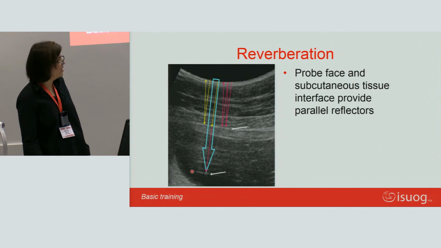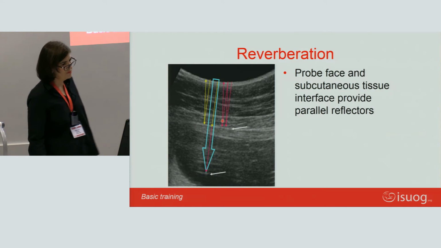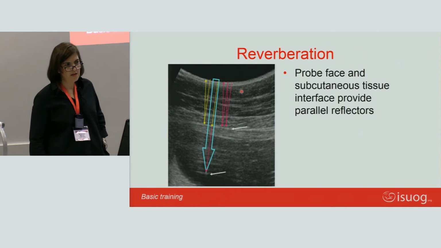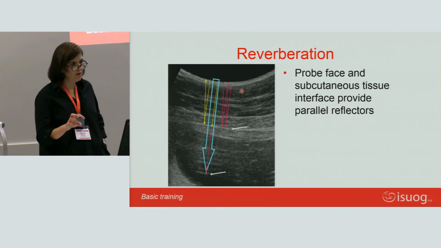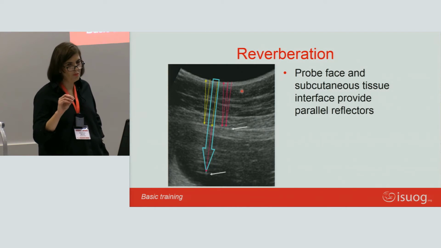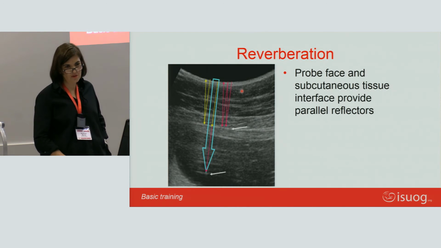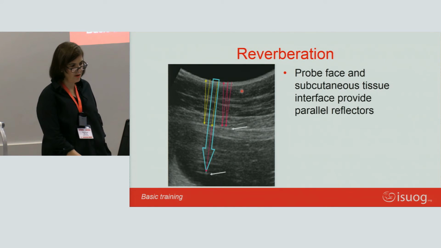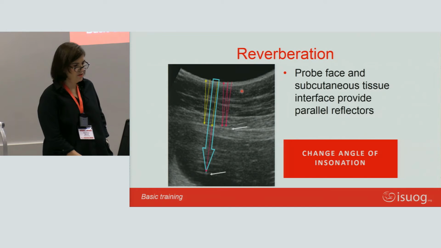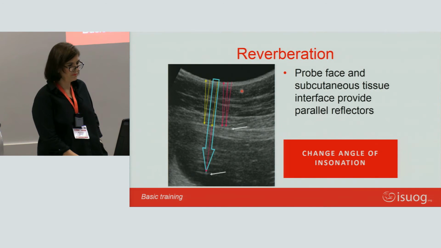And the way to overcome this, especially in patients with a low BMI, is to turn down your gain or to put less energy into the machine. We are going to be talking about the buttons of the ultrasound machine just now, but changing the angle of insonation also works, as does turning down the gain and turning down the power.